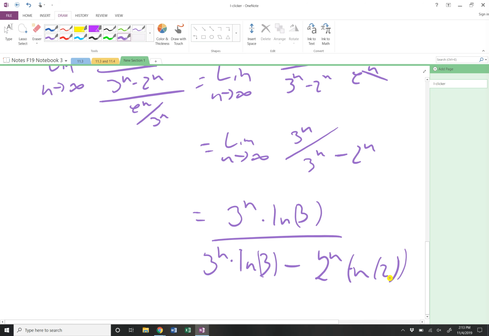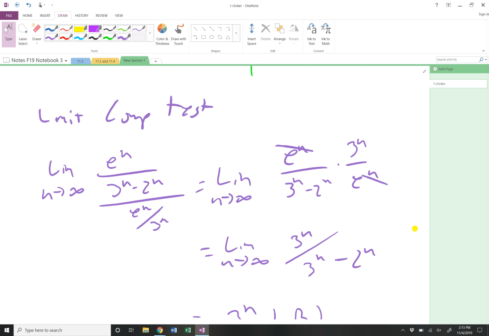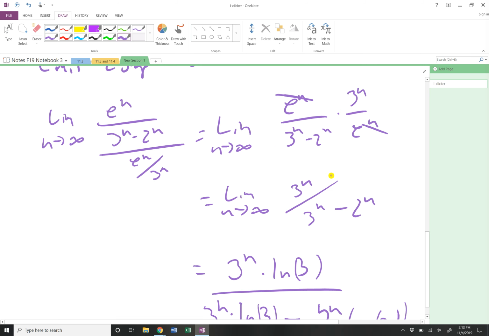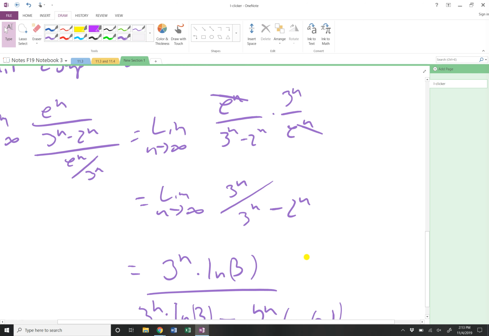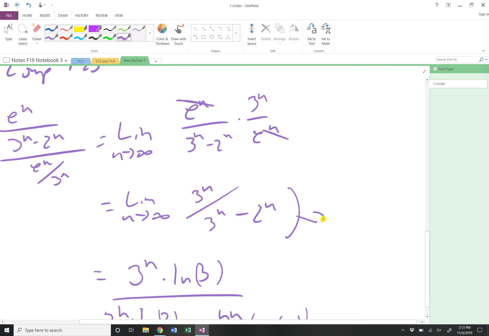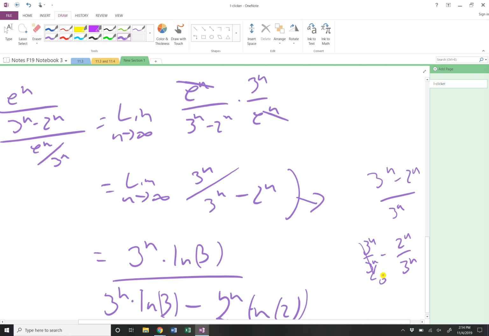Okay, that's a great strategy. So you recognized we have this 3^n over 3^n minus 2^n, and this, if it had been inverted, would be 3^n minus 2^n over 3^n, and that's nice, right? Because then you could just rewrite it as 3^n over 3^n minus 2^n over 3^n, and this one goes to 1 as n goes to infinity.